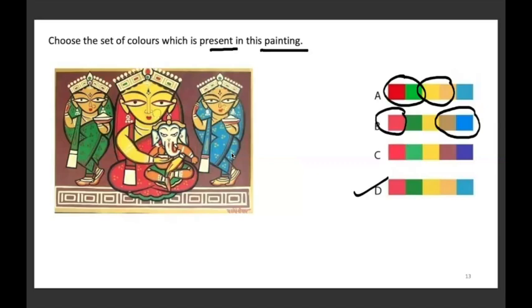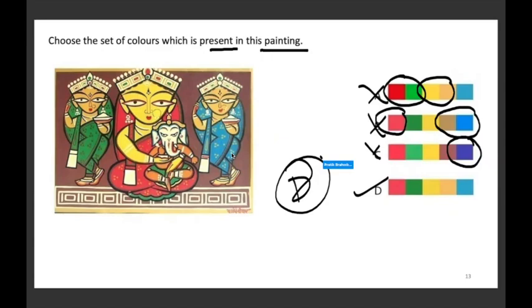C वाला जो part है वहां पे ये blue is problematic. So A, B and C are wrong. D is the one which is the correct answer. Okay, we'll move to the next one.